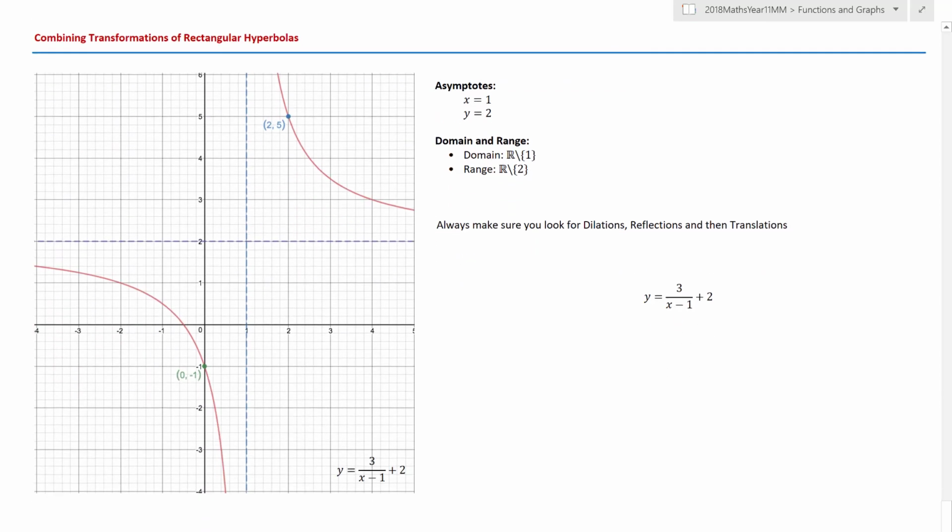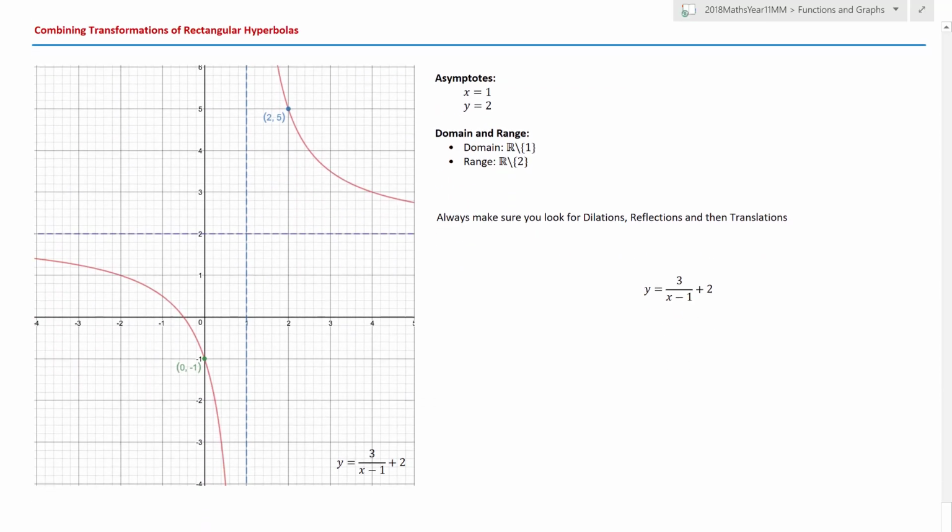Lastly, let's combine some transformations. Here is my equation. y equals 3 over x minus 1 plus 2. So when I look at this, I'm automatically thinking to myself that that value there is going to be a dilation factor 3 from the x-axis. I know that this value here is going to move my graph 1 unit positive because it's negative, and that one there is going to move it 2 units up.